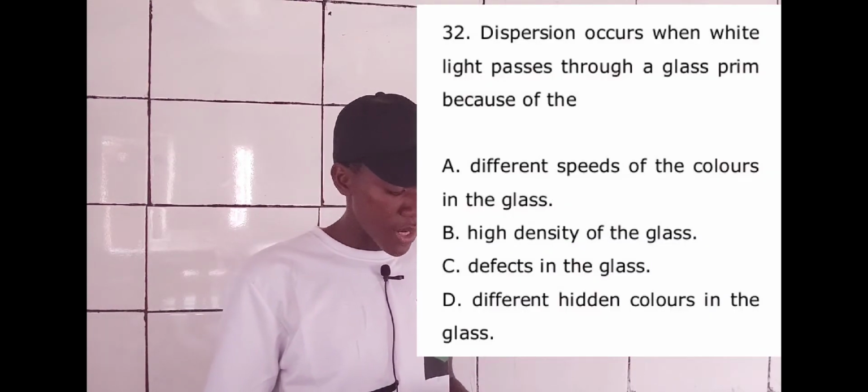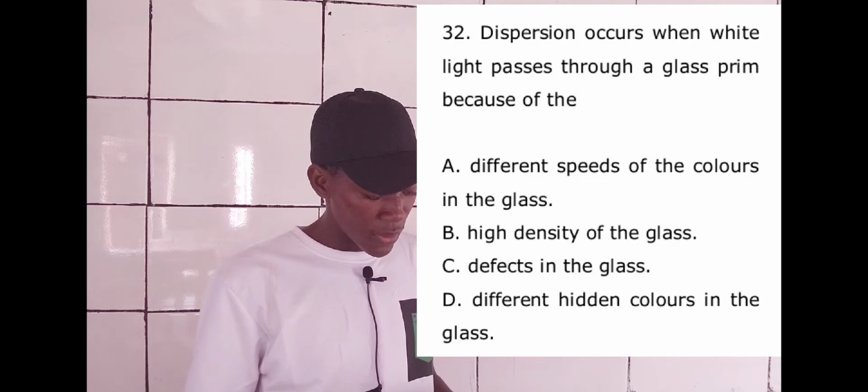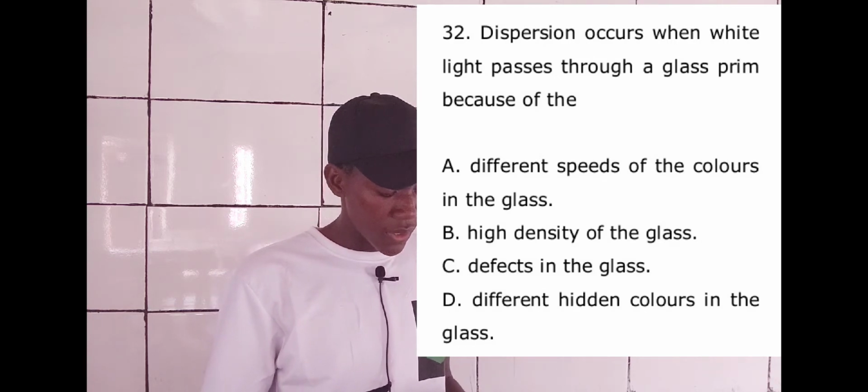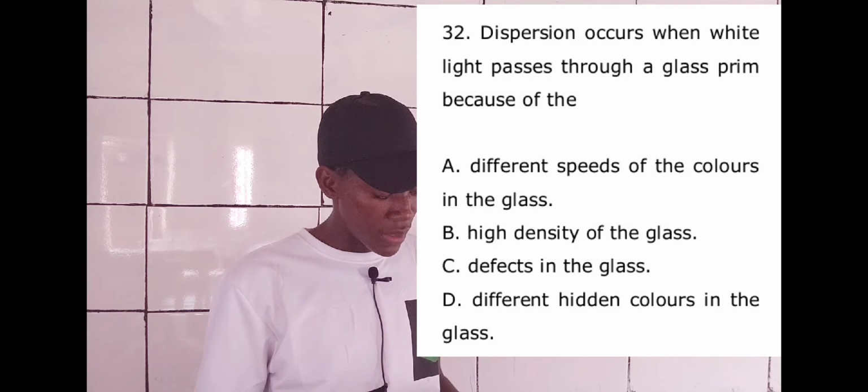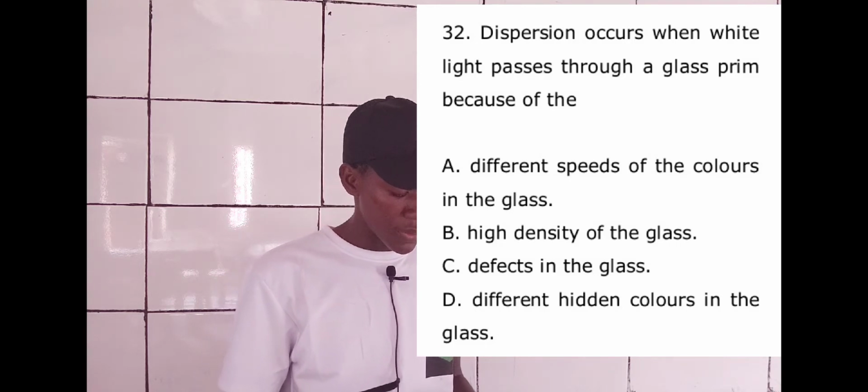Question number 32. Dispersion occurs when white light passes through a glass prism because of the A. Different speed of the colors in the glass, B. High density of the glass, C. Defects in the glass, D. Different hidden colors in the glass.